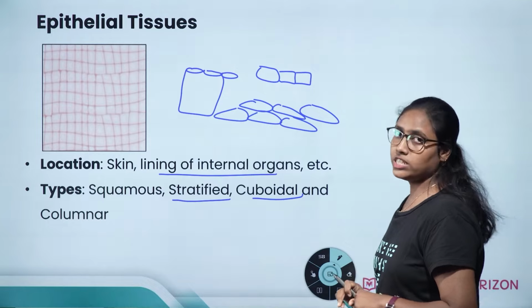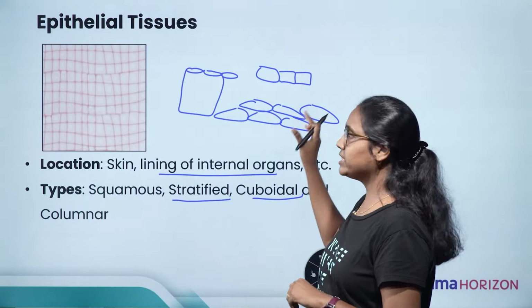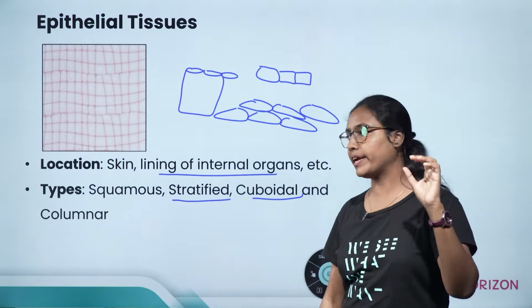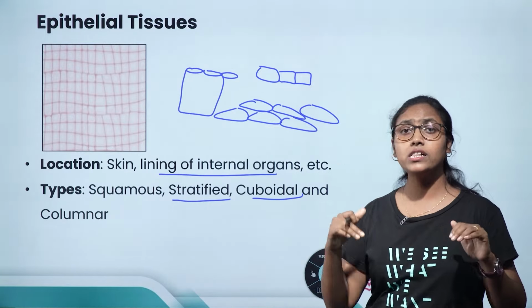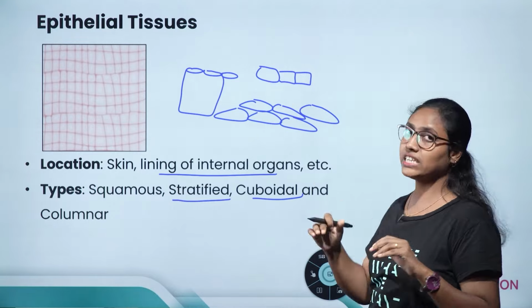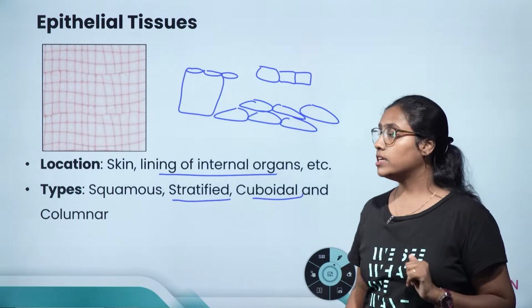So these cuboidal cells help to provide the thickness. They provide mechanical support. It is usually seen in the kidney, providing mechanical support.